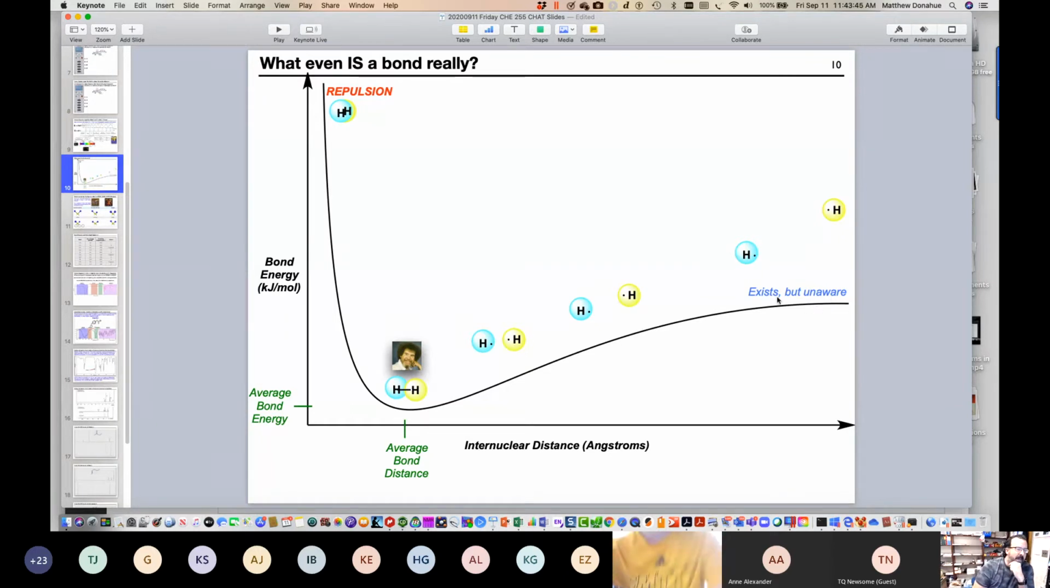As you go from right to left, you see those H atoms getting closer. They get closer and closer, and eventually they bond to one another. So see these unpaired electrons? We pair them, we form that line. That line means a bond. So in this well, that's what we call the average bond distance.